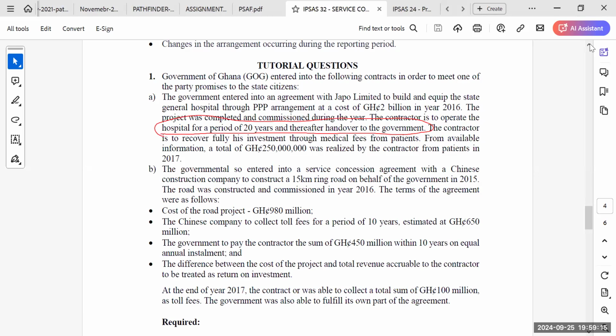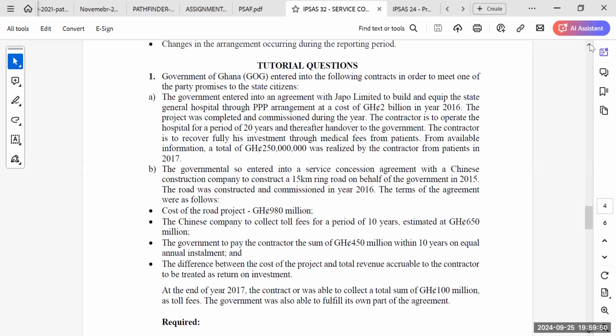The government can be the one operating it, but the revenue from that particular period, the government will not touch. The government can actually send the public workers over there, but the money that will be coming will be collected by the contractor for 20 years. It doesn't mean the contractor will be the one operating it. The government can send workers and pay them, but any amount of money coming from the patients will be given to the contractor for 20 years.